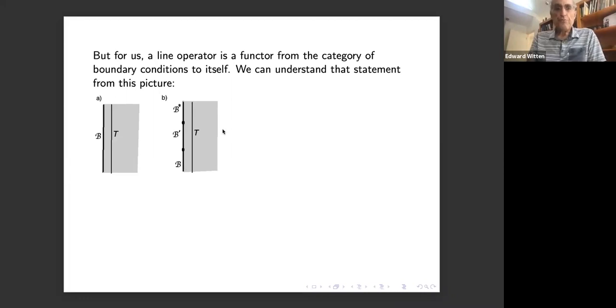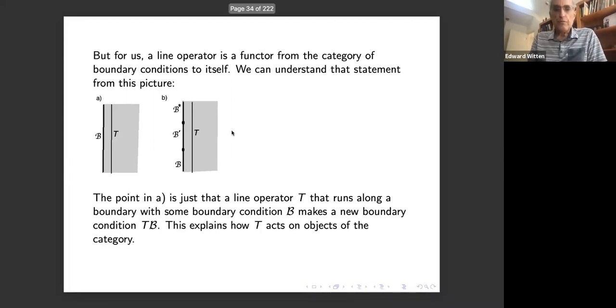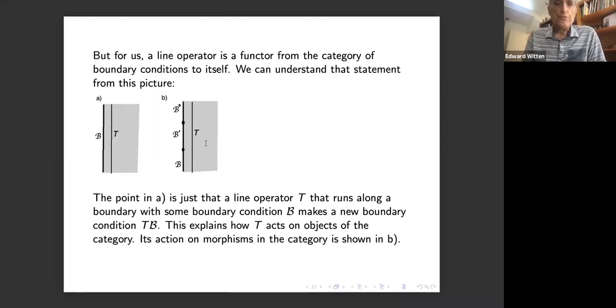And this picture in B is meant to make it obvious that the action of T on objects is compatible with morphisms. In other words, T moved to the boundary will give three new objects, TB, TB prime, and TB double prime, and the dots will simply become morphisms between those new objects. So the pictures are supposed to exhibit some of the axioms of category theory.